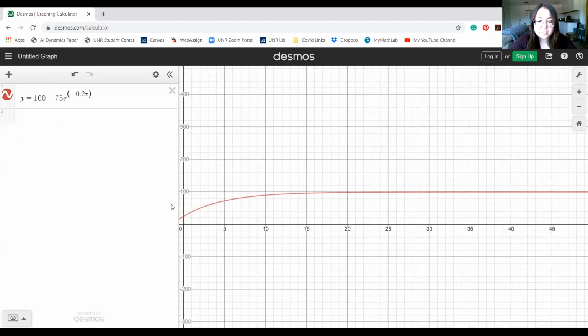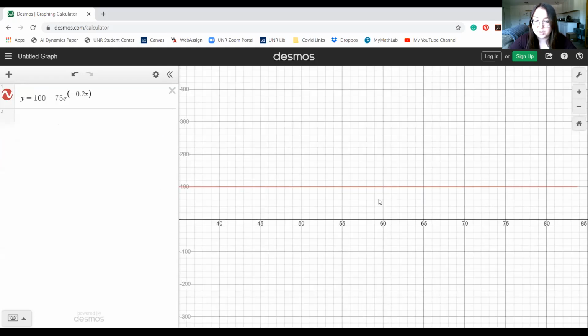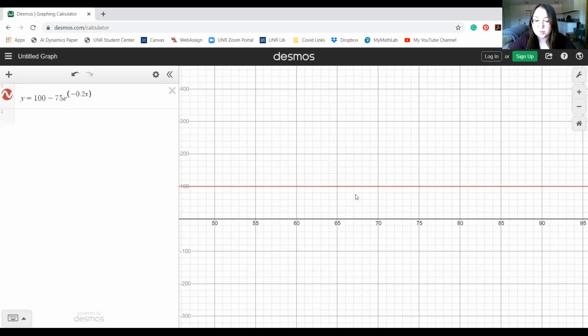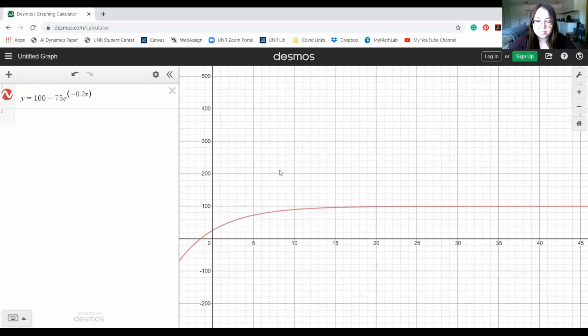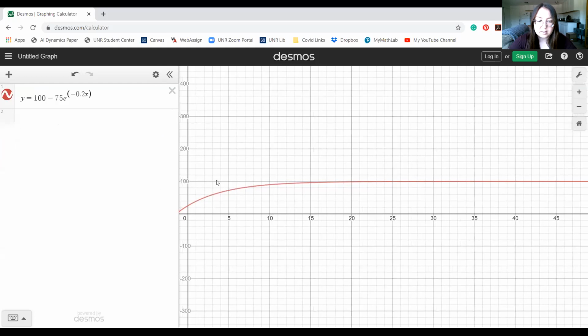Looking at this graph, we see that it starts to grow, and then it just stops growing and levels off at a certain value, and it looks like it's going to stay at that value for an extremely long period of time. So this is what the graph of this function looks like.